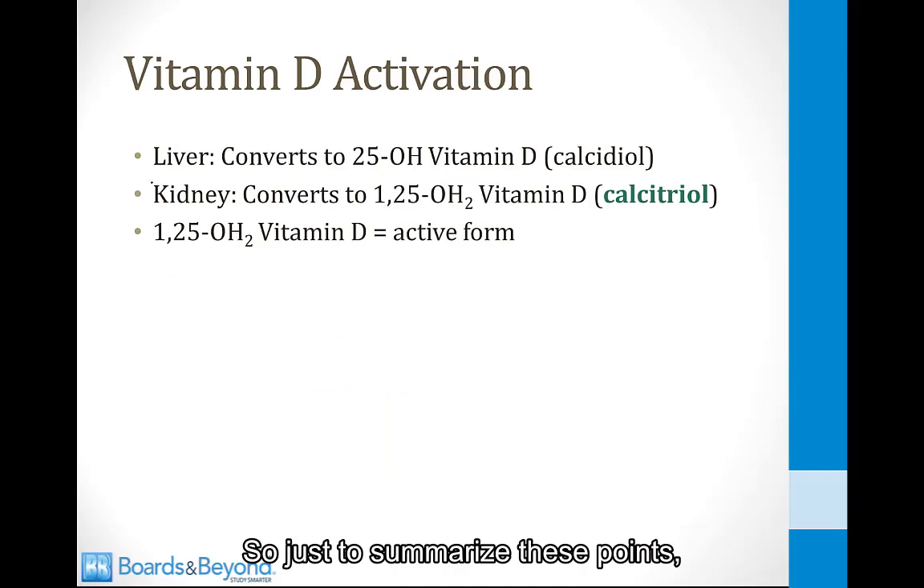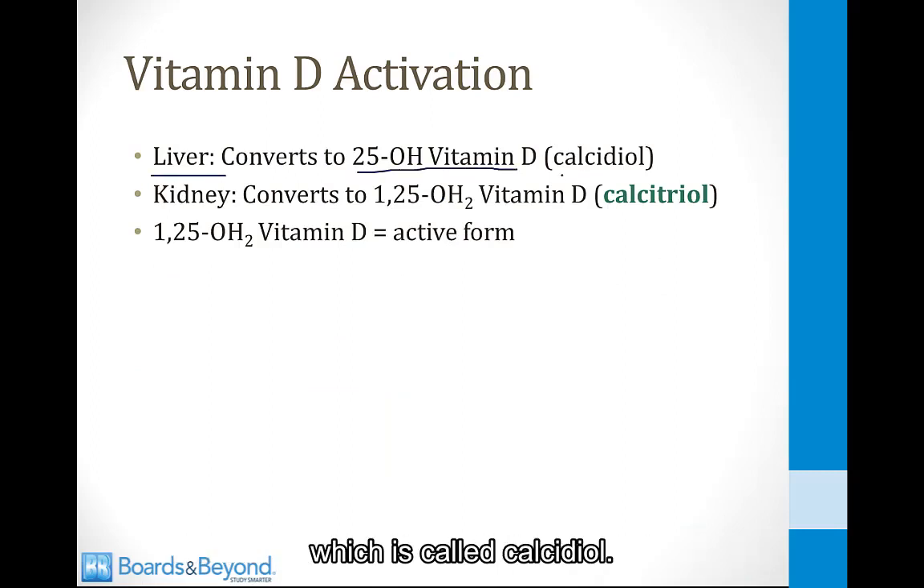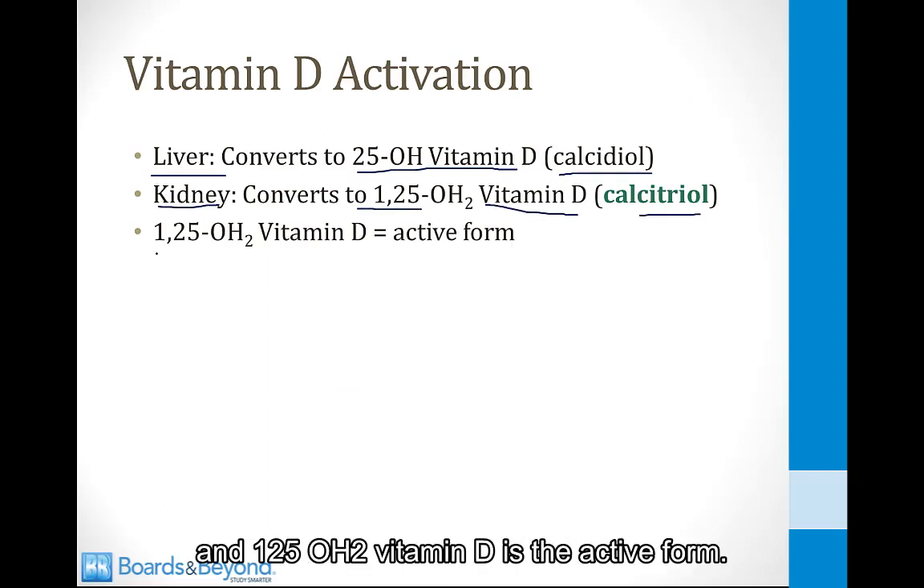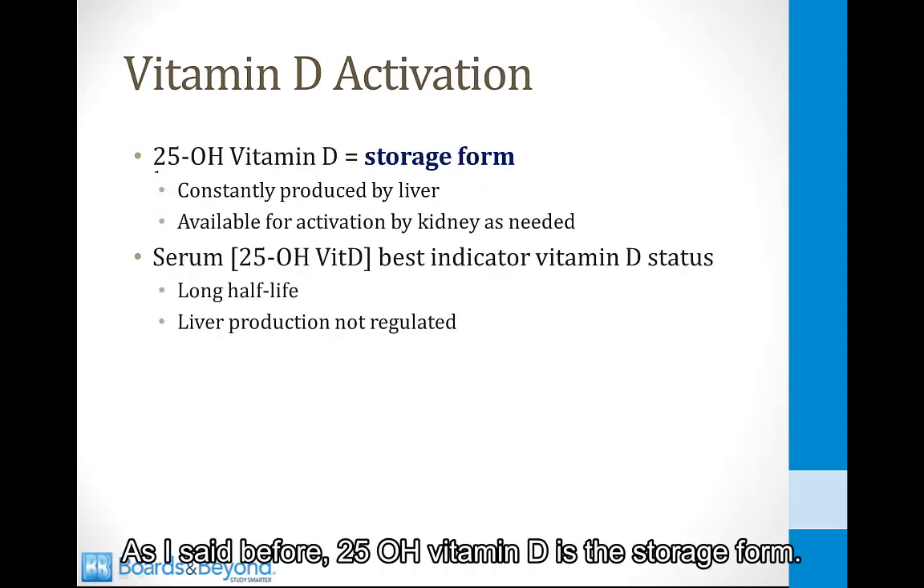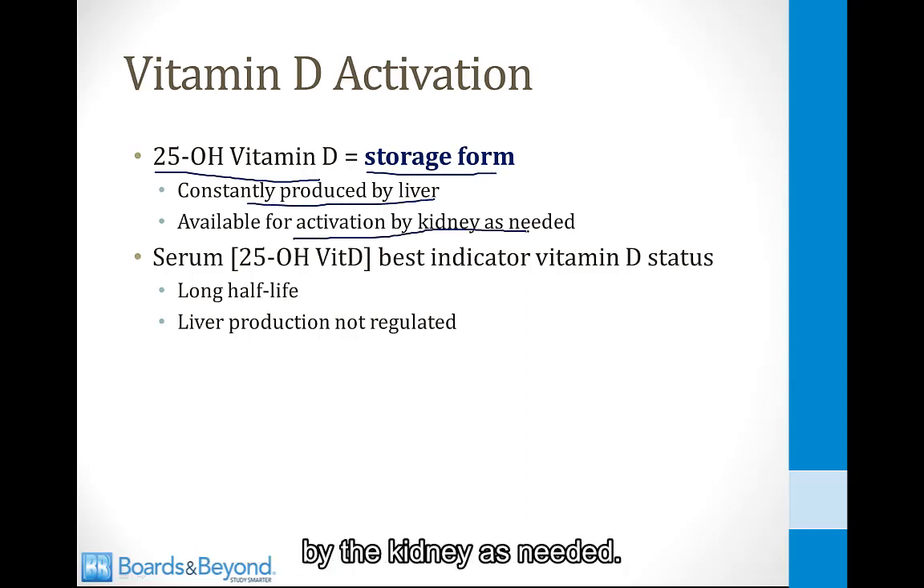So just to summarize these points, the liver converts D3 to 25-hydroxyl vitamin D, which is called calcidiol. The kidney converts vitamin D3 to 1,25-(OH)2 vitamin D, which is called calcitriol. And 1,25-(OH)2 vitamin D is the active form. As I said before, 25-OH vitamin D is the storage form. It's constantly produced by the liver, and it's available for activation by the kidney as needed.